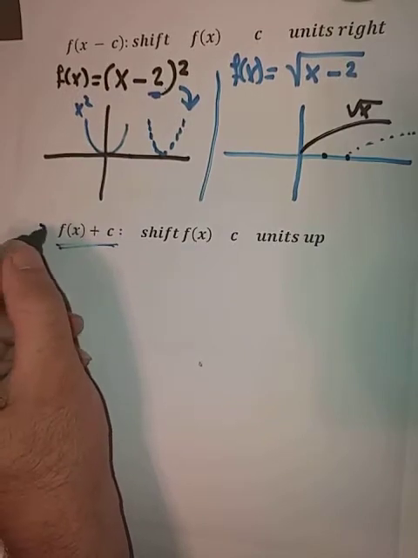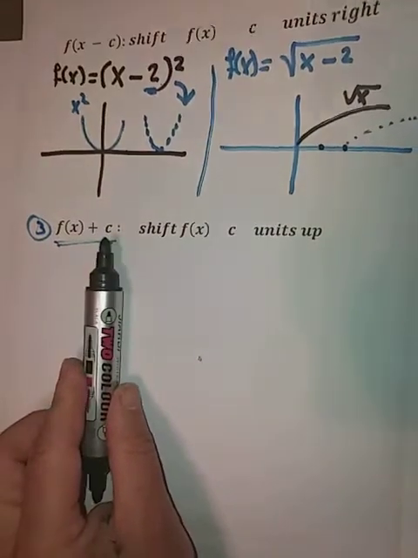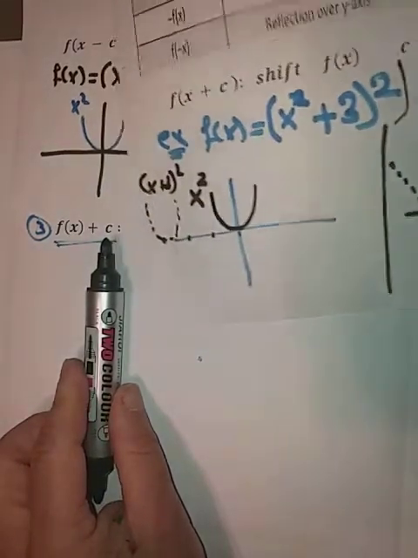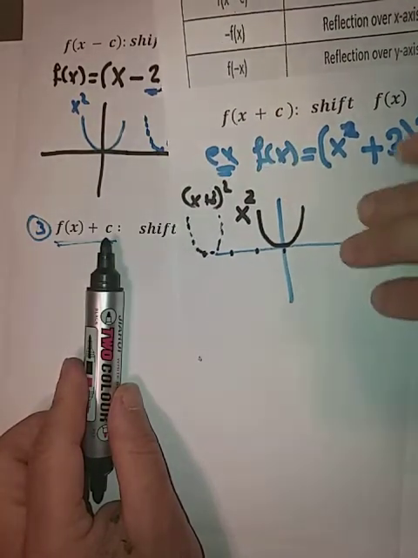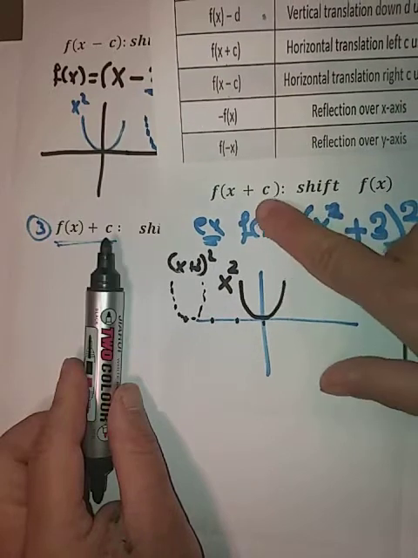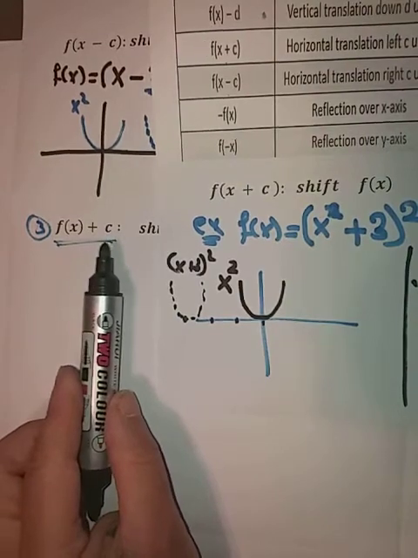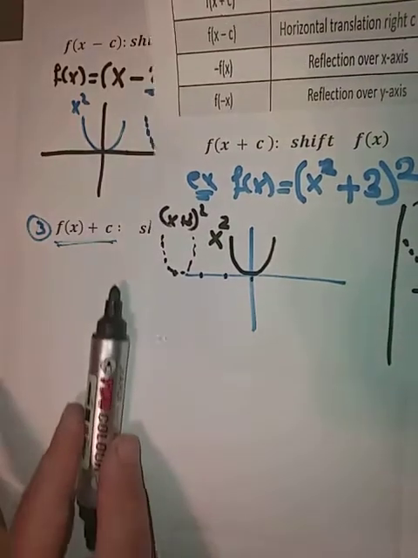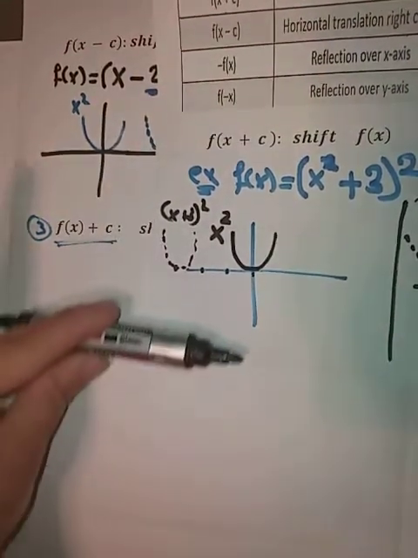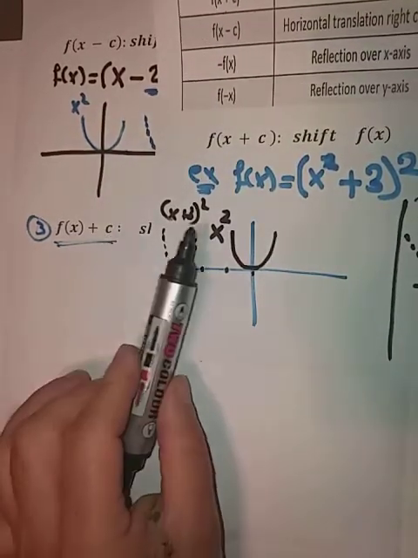Number 3, f of x plus c. What's the difference between this one and this one? C inside the bracket, C outside the bracket. If the number is outside the bracket, then we move up or down the graph. If the number outside the bracket.